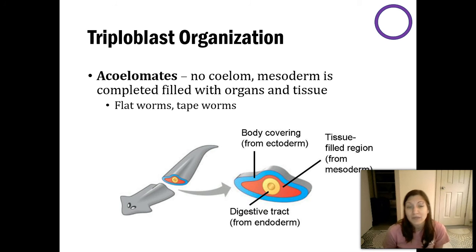This is pretty limited in the animal kingdom. You're only finding this in our flatworms. That includes planaria, which we're going to take a look at in lab when we get back, as well as tapeworms, so the parasitic worms that you can find in humans, but all sorts of organisms. Those are really the only two classifications that lack a coelom.